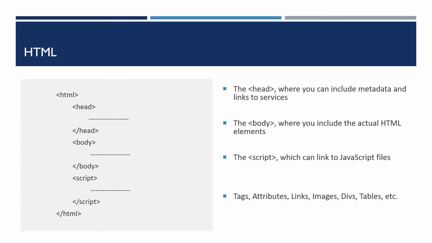These files control the behavior of the elements in the body, for example, and these elements in the body can be tags, attributes, links, images, divs, tables, etc. You have a lot of options to put in this section of the HTML code, and these elements are all the structure that is displayed to the final user in the web browser.